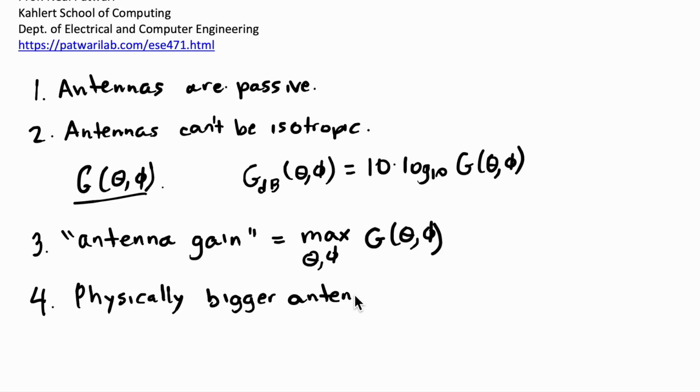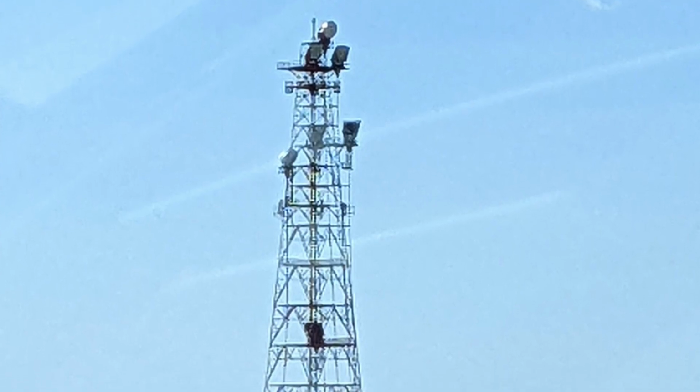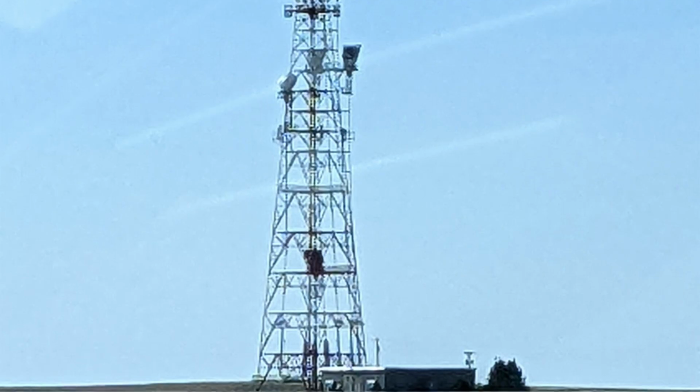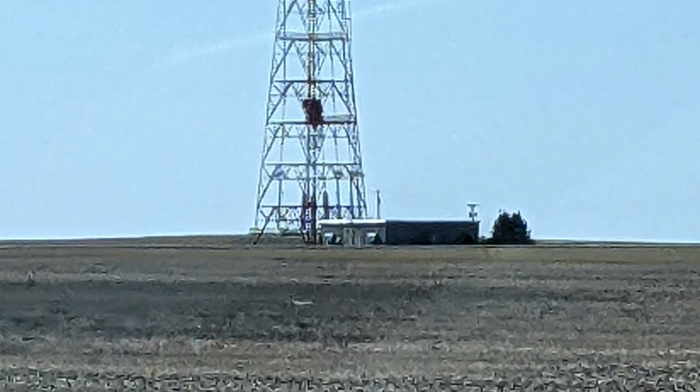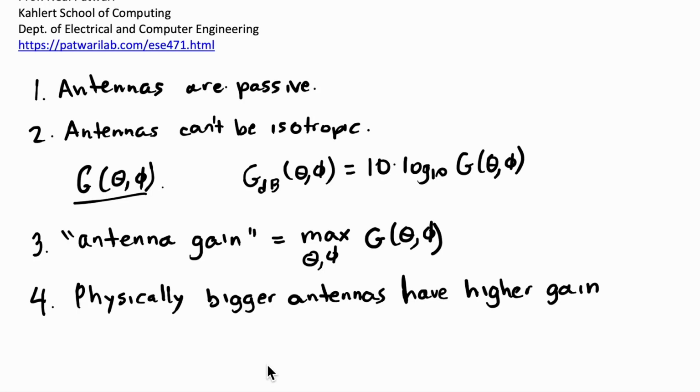So, for example, in microwave relay antennas, like this one on this tower in Kansas, these antennas are very big because they're trying to maximize the range of the microwave relay link, and the physically bigger antenna gets them that bigger power gain, which gives them a longer range.